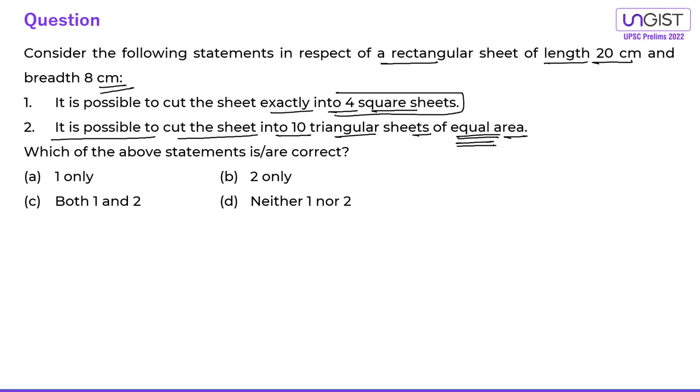Here they are not talking about the exact area. In statement number 1, they are not saying anything about the equal area. But in statement number 2, they are saying equal area. Fine. So guys, let's draw this and check it out.